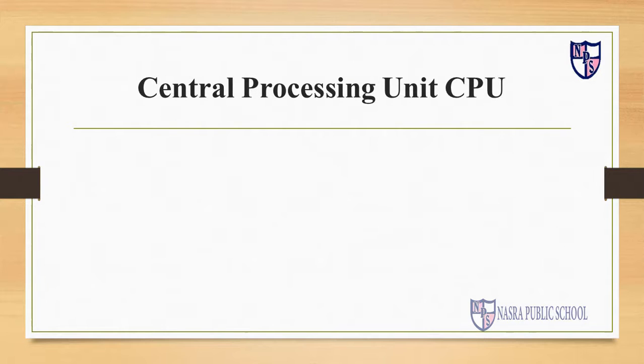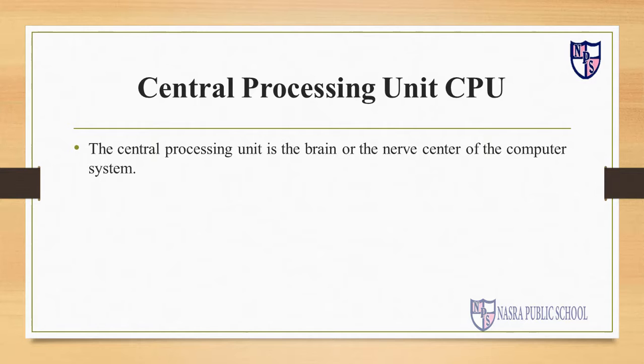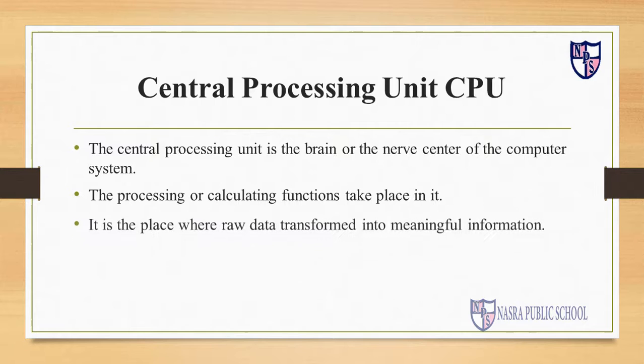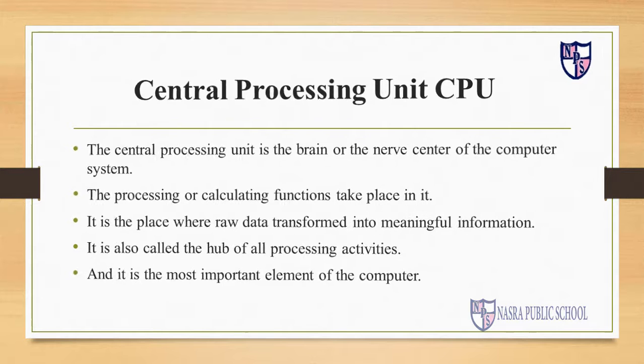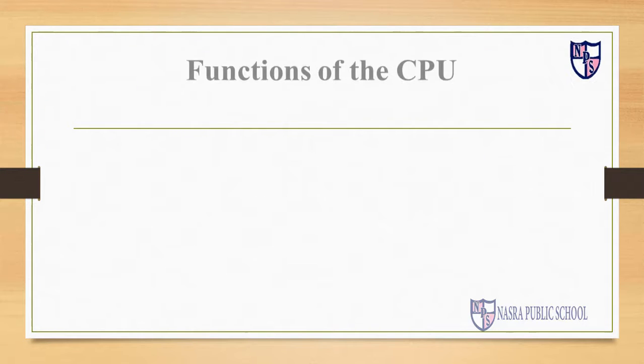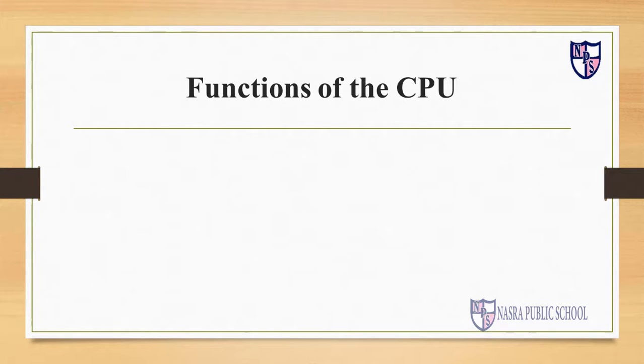Central Processing Unit, CPU. The Central Processing Unit is the brain or the nerve center of the computer system. The processing or calculating functions take place in it. It is the place where raw data is transformed into meaningful information. It is also called the hub of all processing activities, and it is the most important element of the computer. So this is why we call CPU the Central Processing Unit.